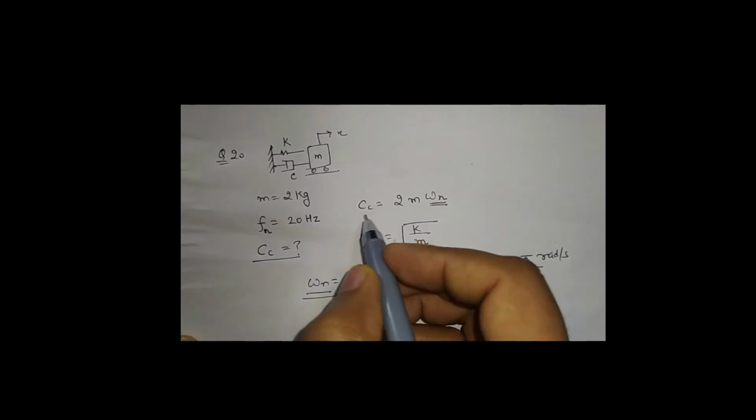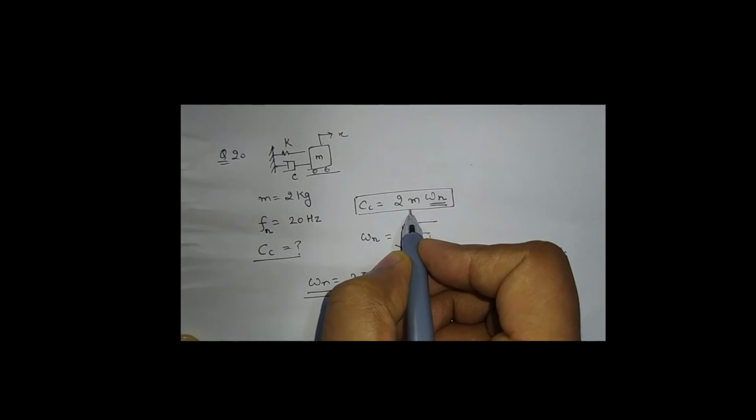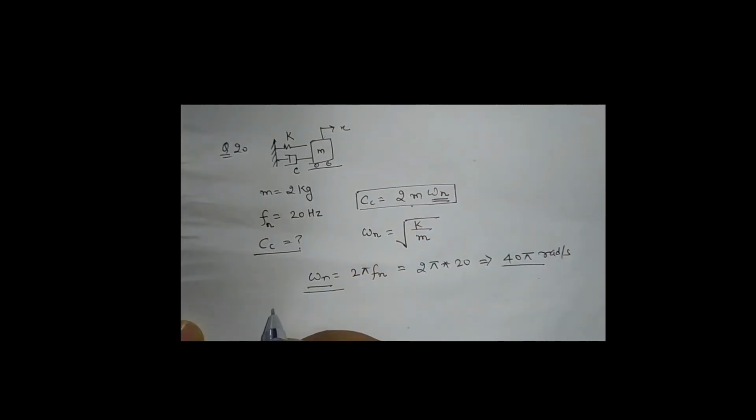We have to find the critical damping of the system. By putting these values, mass and omega n, in this equation, we will get the answer. Cc equal to 2 times mass, which is given as 2 kg, times omega n, which is 40 pi. We will get 160 pi Newton second per meter. This is the unit for the viscous dampers used in the system.